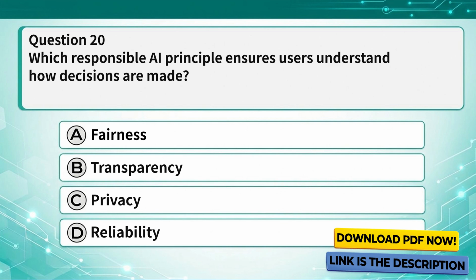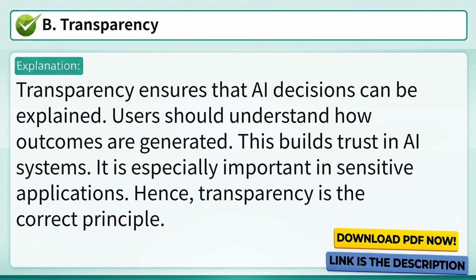Question 20. Which responsible AI principle ensures users understand how decisions are made? A. Fairness. B. Transparency. C. Privacy. D. Reliability. Answer: B. Transparency. Explanation: Transparency ensures that AI decisions can be explained.